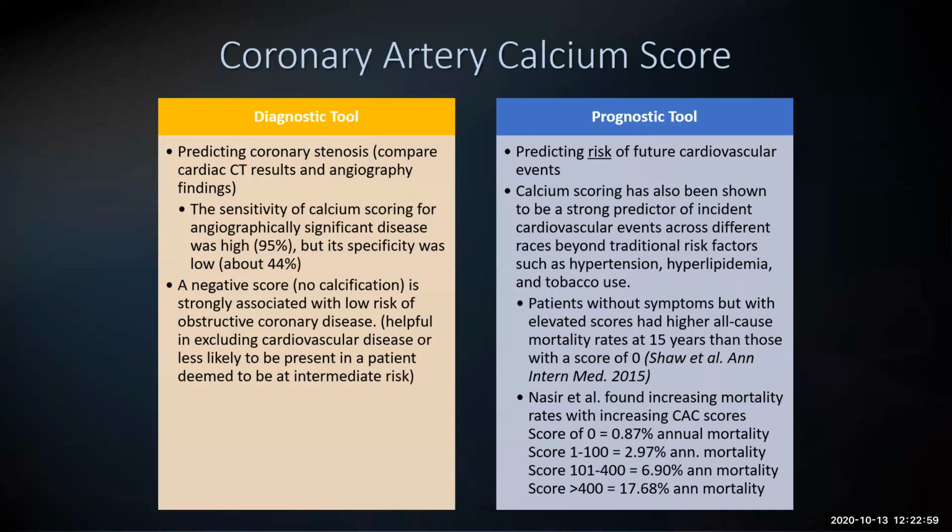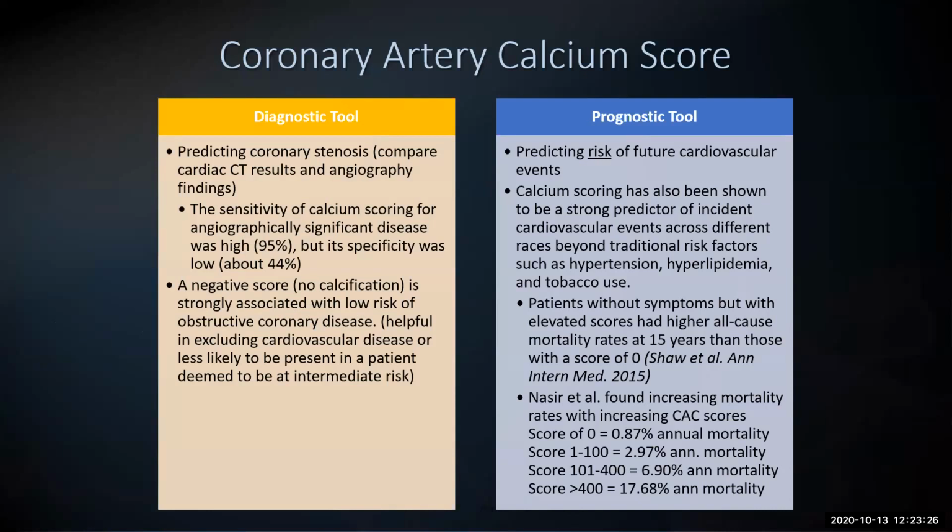There are two different types of reasons or information you can get from that CACS. It can be used from a diagnostic perspective and even prognostic. So you can see the chance that they likely have some angiographically significant disease based on how high that score really is. But you can also use it for its negative predictive value, because a negative score, no calcification, is very much associated with a low risk of having any obstructive disease, because you would expect that the obstructive disease is going to be from calcium.